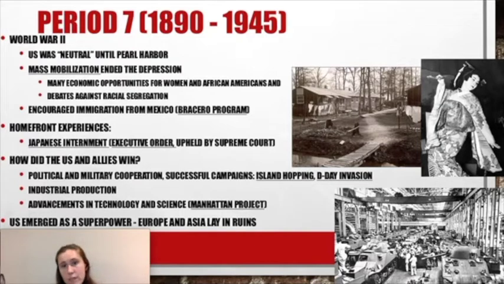Now, if you guys look at these pictures, this one right here is an image of a Japanese internment camp that was here in Arkansas. You guys know we had two in the Delta. This is one of them. And then I also have an image of this Japanese lady right here. And I found her story pretty cool.